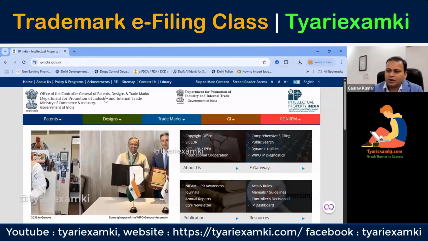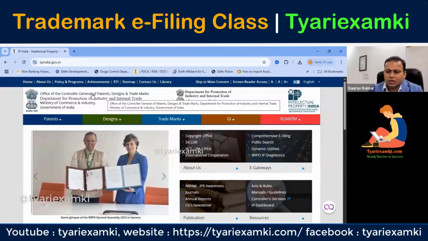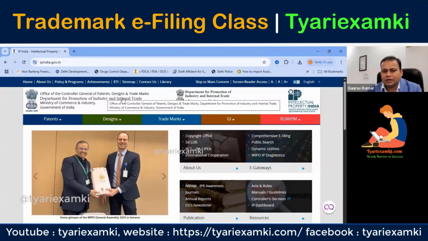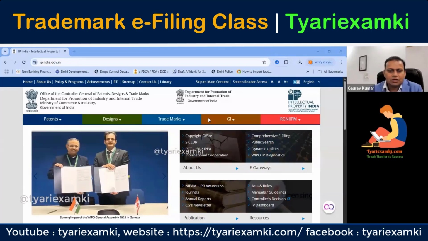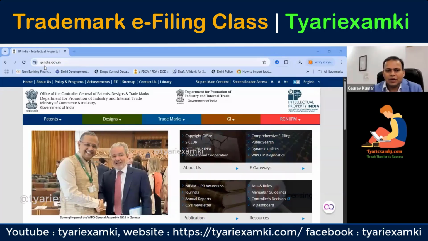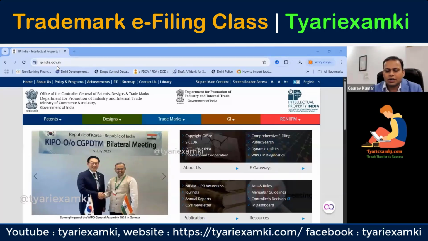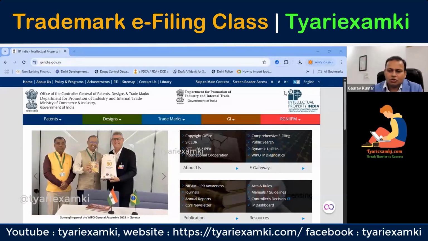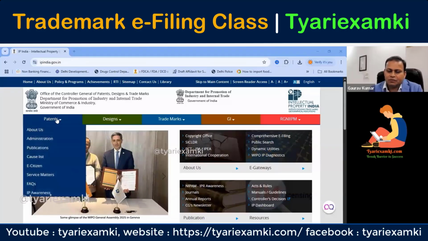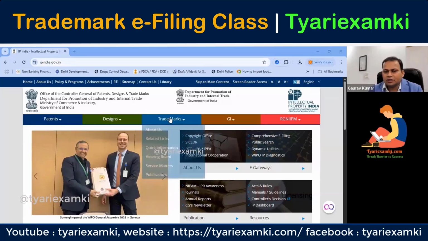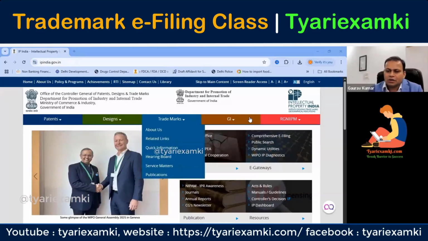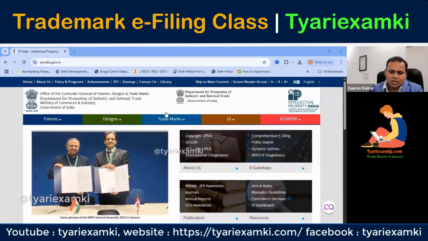Okay, because it's a matter of intellectual property. All three are matters of intellectual property: patent, design and trademark. And our current class is trademark. So the portal is ipindia.gov.in. Once you open this portal, you will find that there are 3 tabs. One is for the patent, the second one is for the design, and the third one is for the trademark. The other ones are RG and IPM. Let's just leave it.